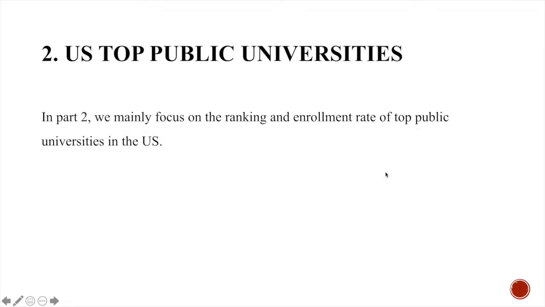Now I will talk about the ranking and enrollment rate of the top public universities in the United States. So we will visualize the data on school rankings and enrollment rates to see how the ranking changed from 2015 to 2020, and then we will see how difficult it is for students to be accepted by this school.